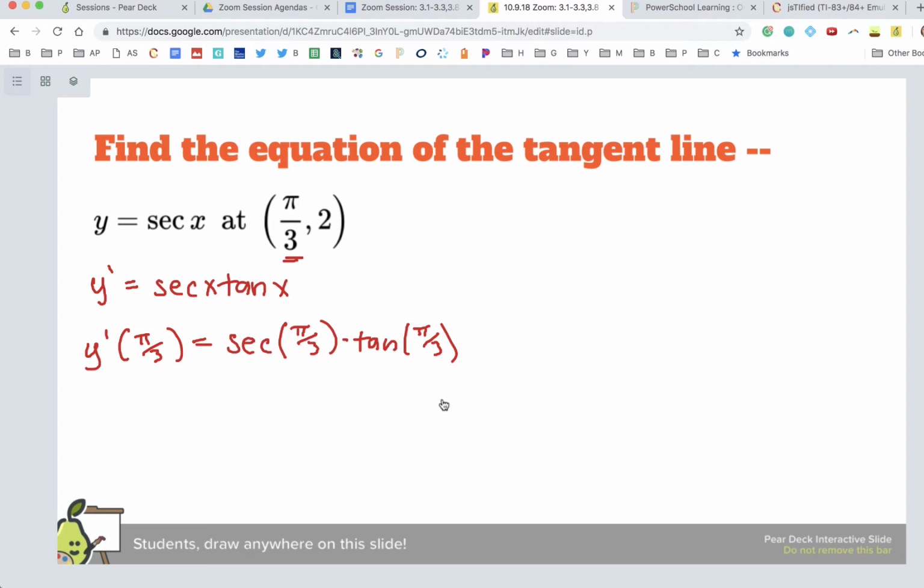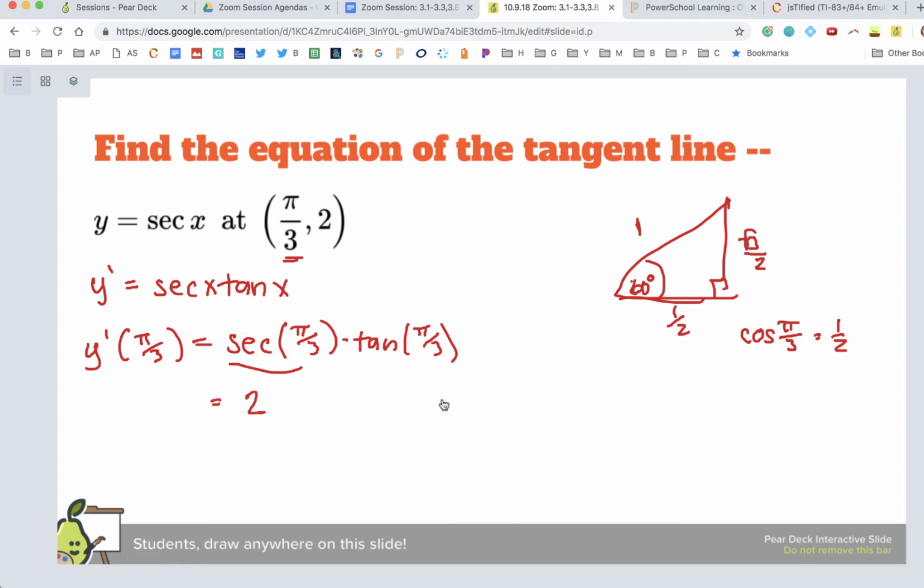So pi over 3, when I think about it, 180 over 3 is 60 degrees, okay? So 60 degrees. Across from the 60 degrees is root 3 over 2 when this is 1 and this is 1/2, okay? That is my theta. Secant, again, 1 over cosine. The cosine of pi over 3 is 1/2. So the secant of pi over 3 is just going to be 2. And then the tangent is y over x. So tangent of pi over 3 is root 3 over 2 over 1/2, which is the same thing as multiplying by 2. And so that's just root 3. So 2 root 3 is my derivative.